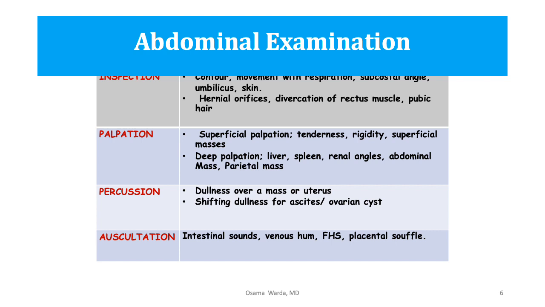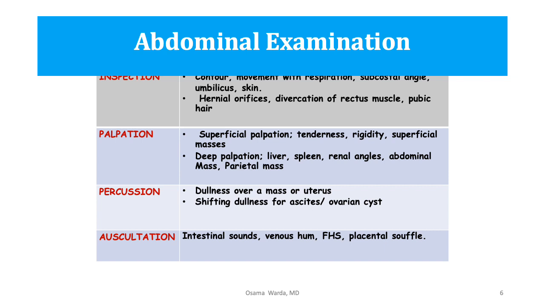With abdominal examination, we start by inspection, palpation, percussion, auscultation. Inspection for the contour of the abdomen, movement with respiration, the subcostal angle, and the umbilicus and the skin of the umbilicus. Hernial orifices should be tested for without straining and with straining.